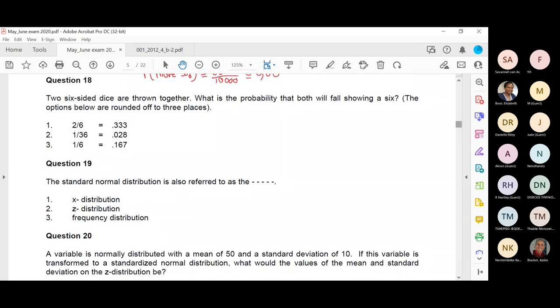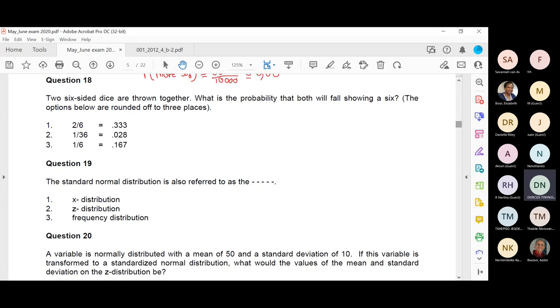Question 18. Two six-sided dice are thrown together. What is the probability that both will fall showing a 6? The options below are rounded to 3 places. I think it will be number 2, because they are saying six-sided dice are thrown together, so it's 2.